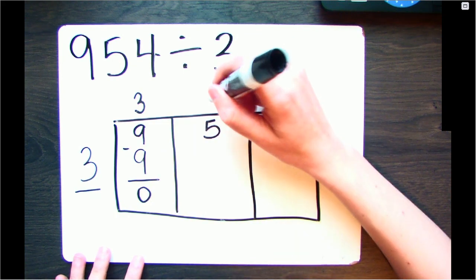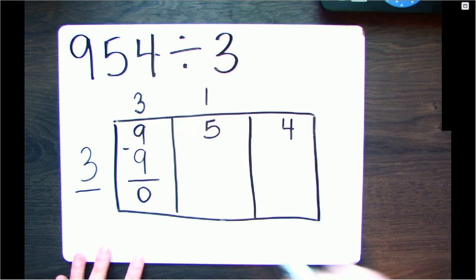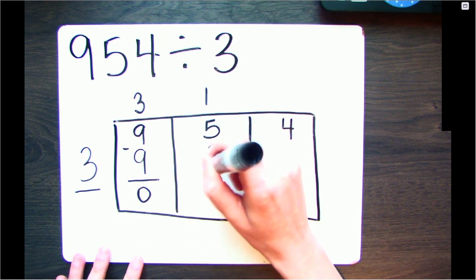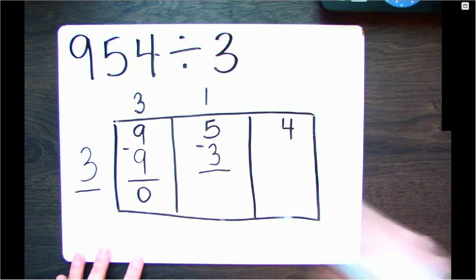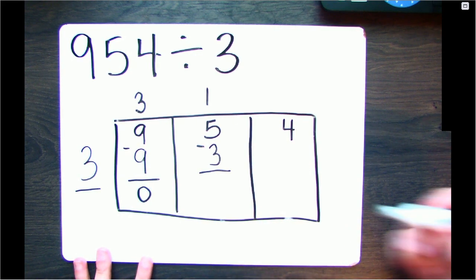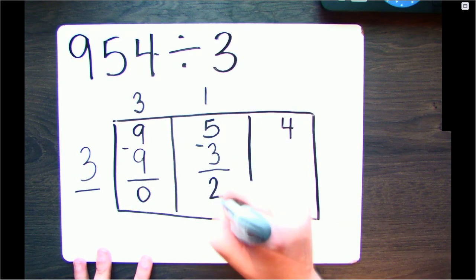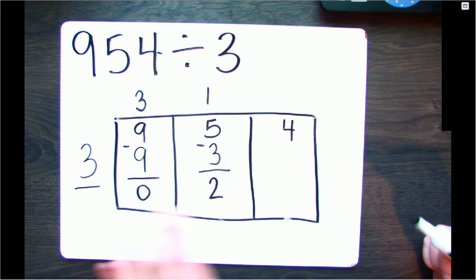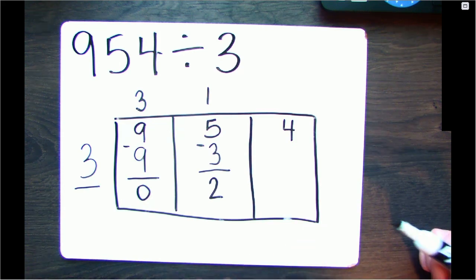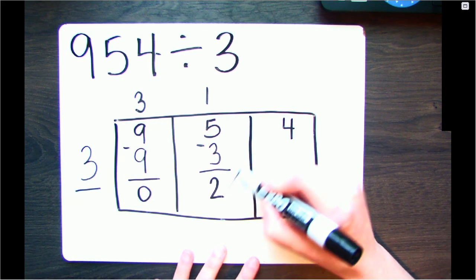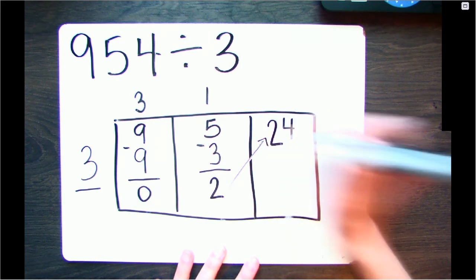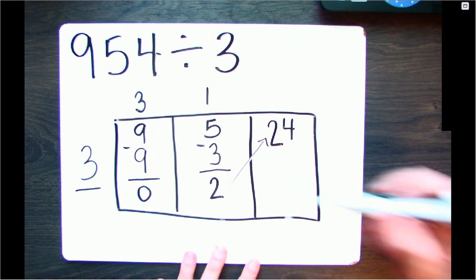So I'm going to write the 1 at the top, and 1 times 3 equals 3, and I'm going to subtract that. Now 5 minus 3 equals 2, but I can't just leave that 2 there because I need to make sure that I get rid of all the numbers down here. So what I'm going to do is draw an arrow, and I'm going to make that 2 go up to that 4 and make it a 24.